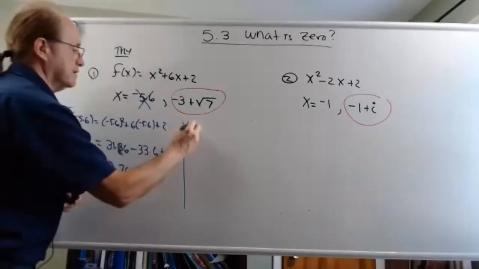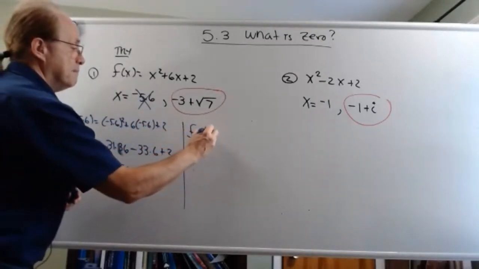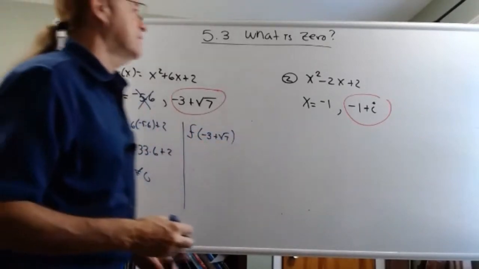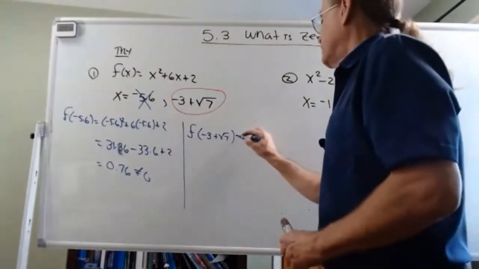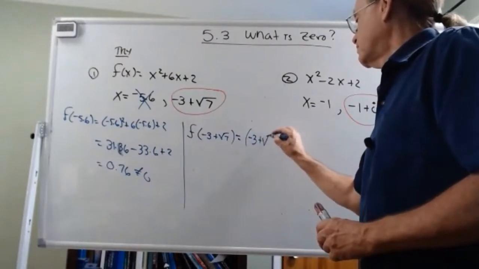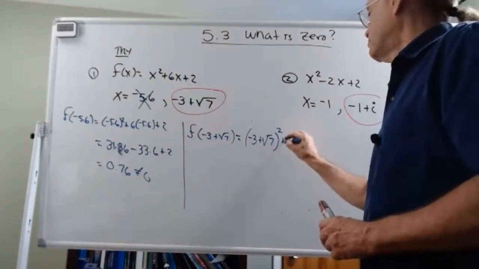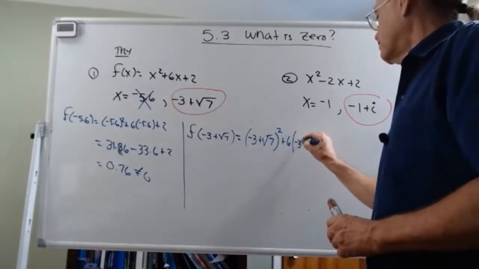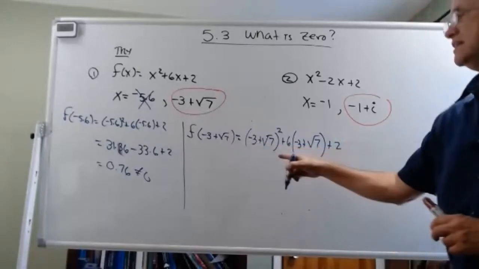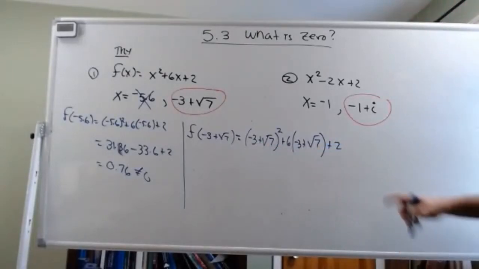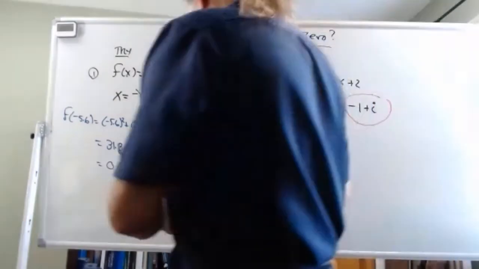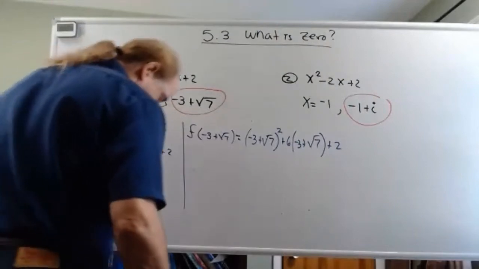That one we can do a little more precisely. So I have my f at minus 3 plus the square root of 7. Okay, it gets a little more complicated now. So I plug this in, and I get my negative 3 plus the square root of 7 quantity squared plus 6 times negative 3 plus the square root of 7 plus 2. Well, we need to do a little bit of algebra over here. So let me just do this up top. Well, in fact, let me do it down over here.